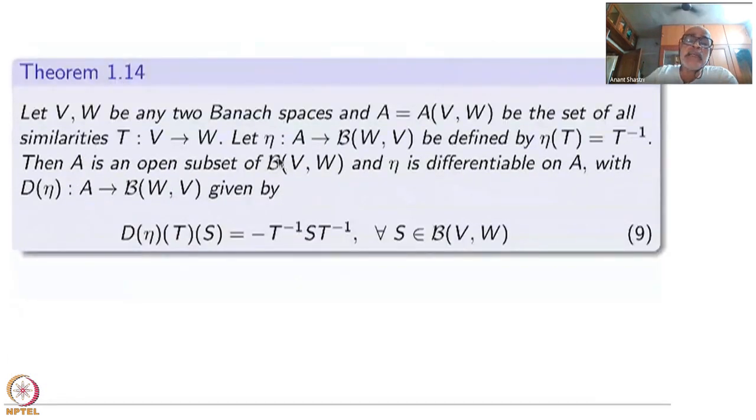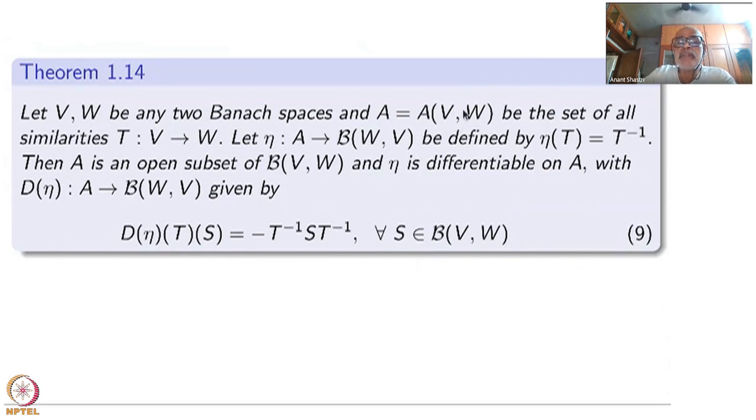Now here is a theorem that I need to use. So go through this carefully. Start with two Banach spaces. Put A equal to A(V, W). A is a short form here when V and W are understood. What is this A(V, W)? It is the set of all similarities from V to W. Not all transformations, but only similarities. Consider the function eta from A to B(W, V), the other way around, from W to V, defined by eta of T equal to T inverse.